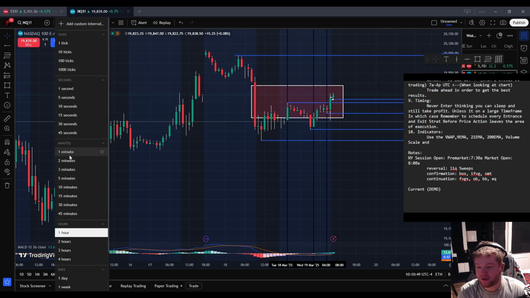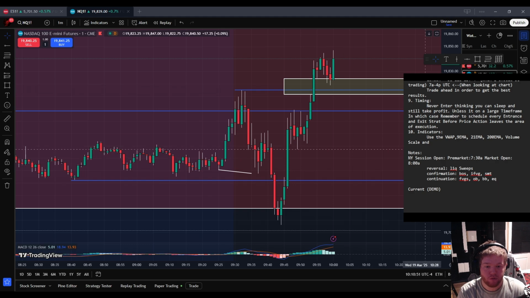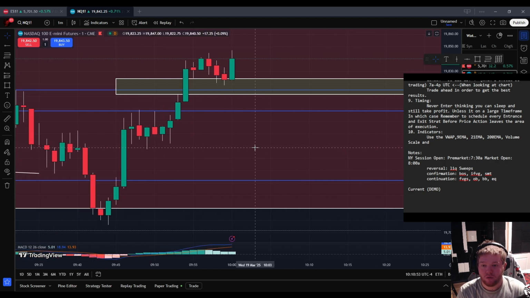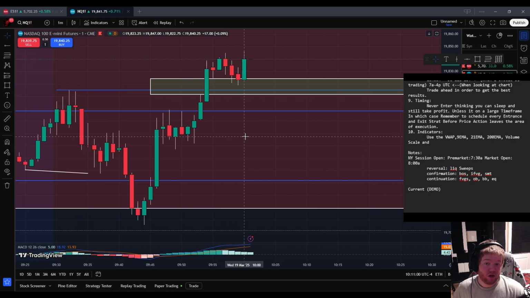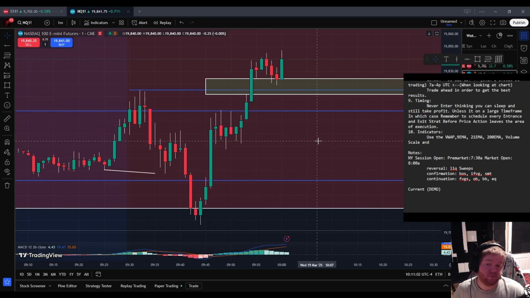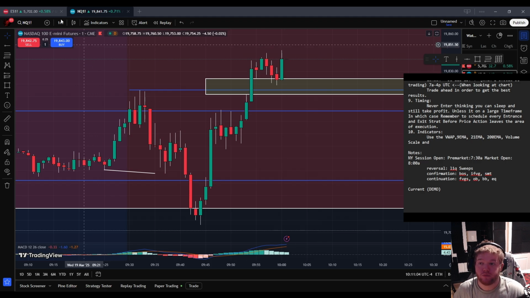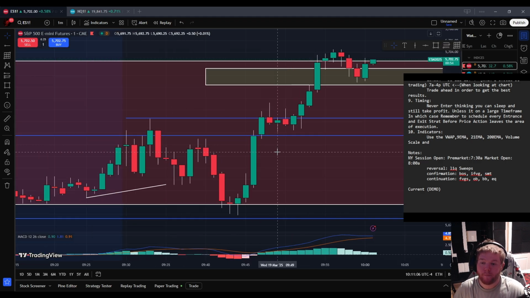Boom. Let's go back down to the 1-minute. Boom. Zoom way in here. We're waiting on break of structure and inverse fair value gap. And we, at this point in time, wait. That's what we do. We wait on this time frame.